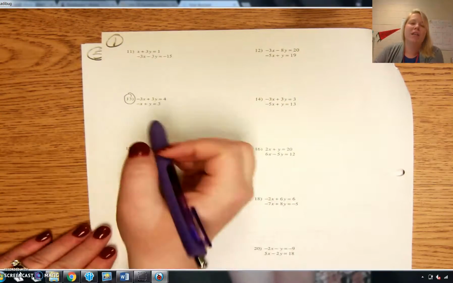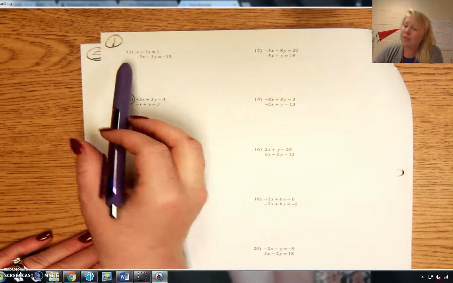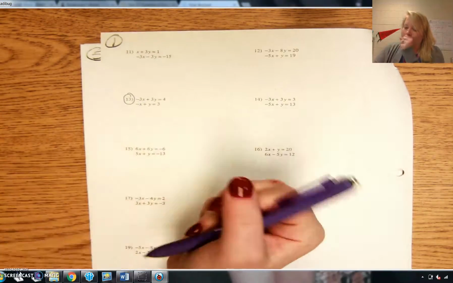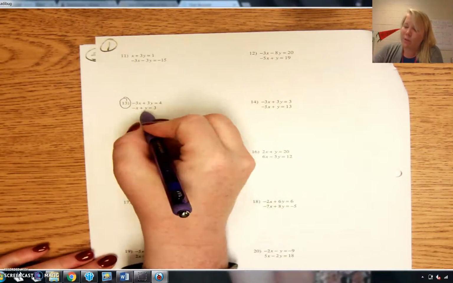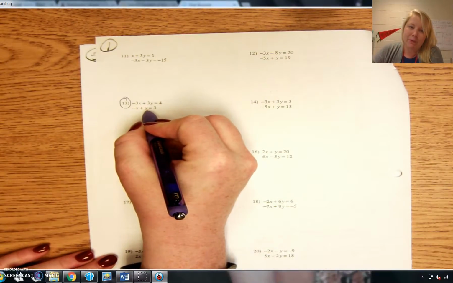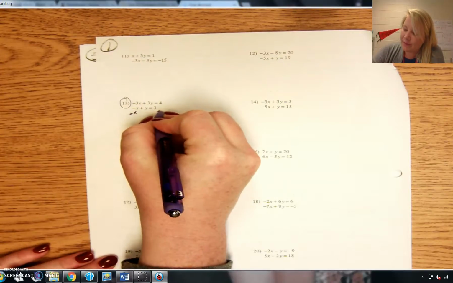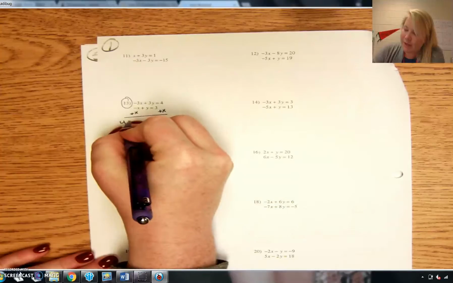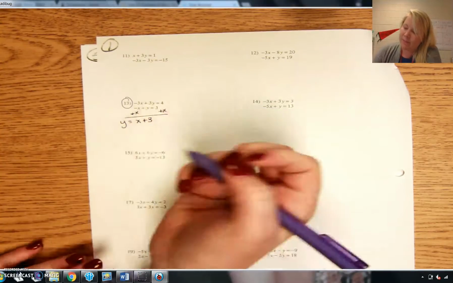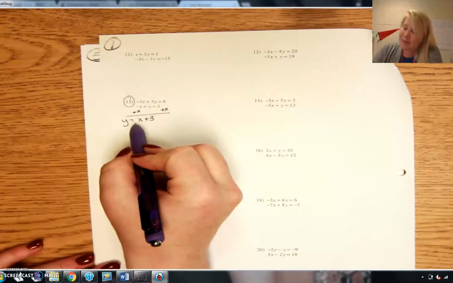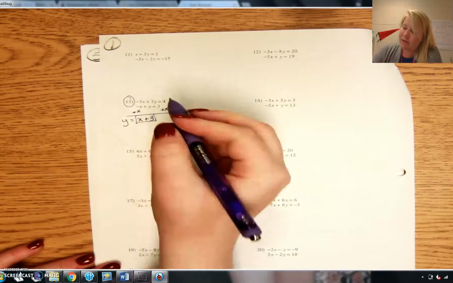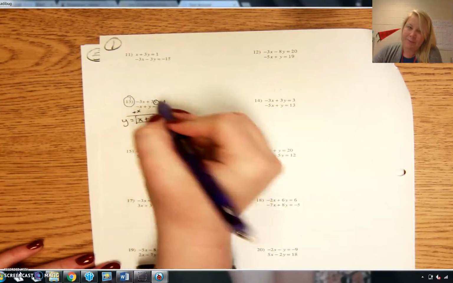So let's look at number 13 for number 1 for substitution. I'm going to solve for this y to get y by itself. Okay? So I'm going to add x to both sides. So I get y equals x plus 3, or 3 plus x, either one. Remember, I'm going to substitute this x plus 3 in for this y right here.